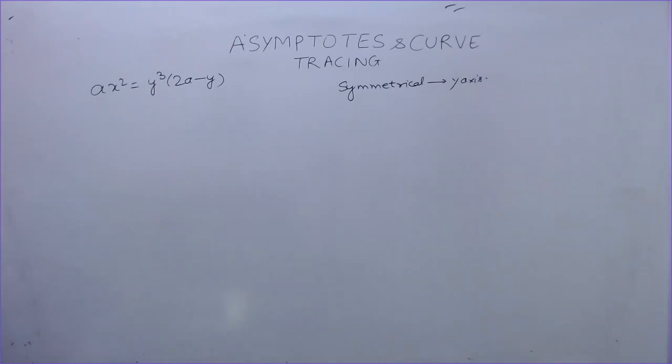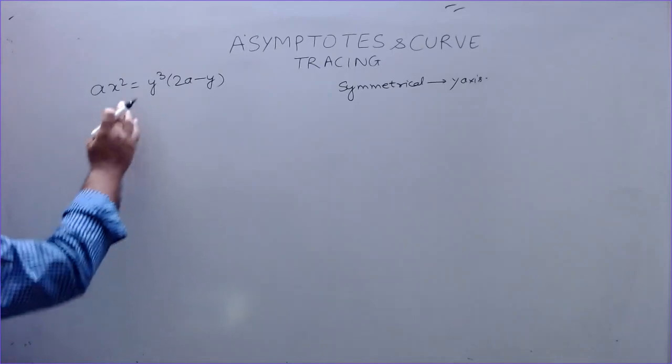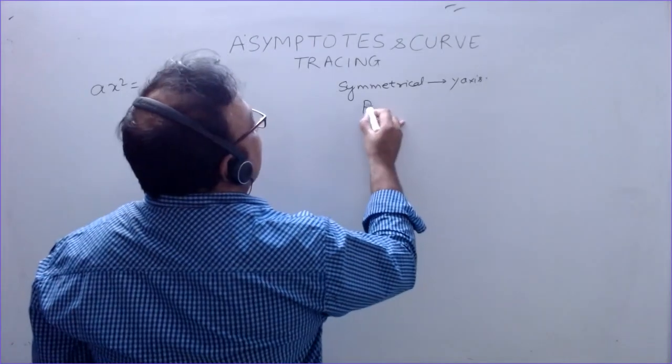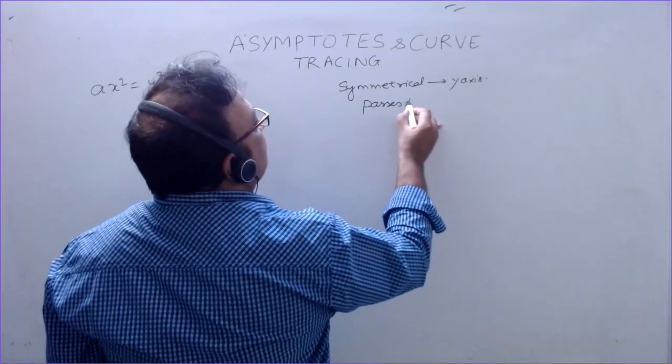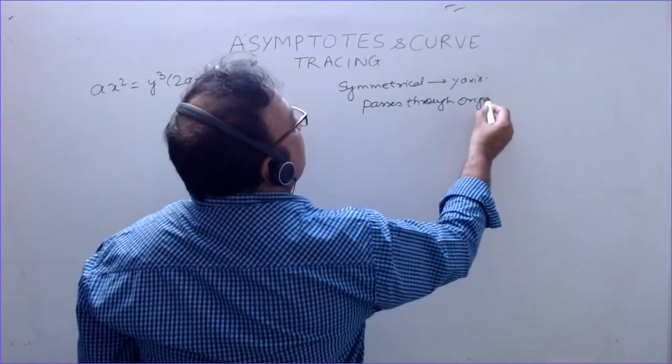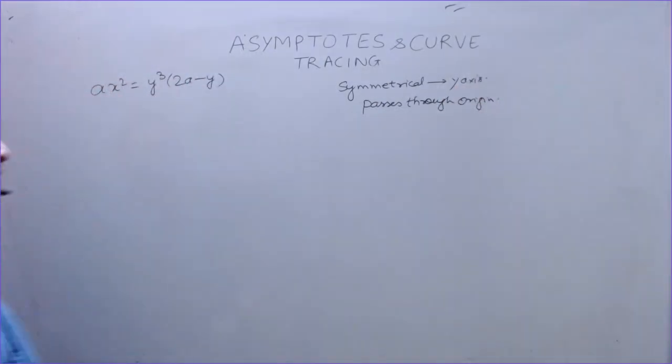Second thing, origin lies on this or not. There is no constant term, so it passes through the origin. This is the second thing we can check. And now we have to find the tangent to the origin, the equation of the tangent at the origin.